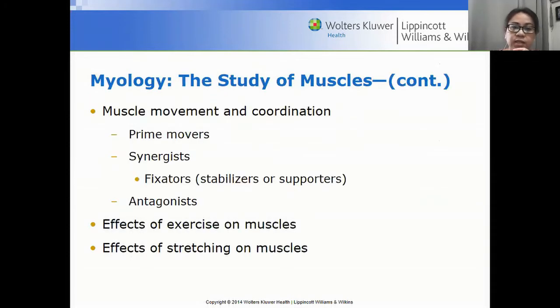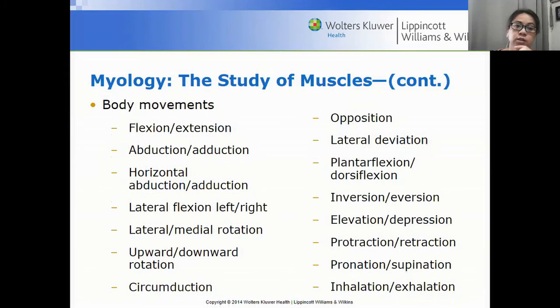So next one is the muscle movement coordination, which are the prime movers, or what you call the synergies, fixators, the stabilizers or the supporters, and the antagonists. Then the effects of exercise on muscles and the effects of stretching on muscles. So usually this is the extension and exertions. The body movements also, we have the flexion and extension, abduction, adduction. These are mostly terms used only in physical education 101, which is the very basic of physical education.